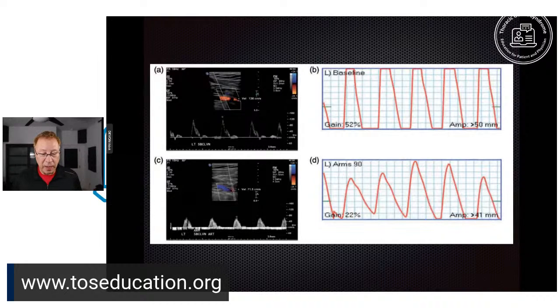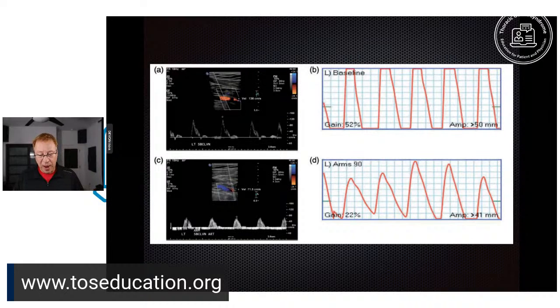Here's an example. On the top left, the image labeled A, that's an example of the subclavian artery with the arms down by the side. And the graph on the right just shows the velocities. Now, image C shows what happens when this particular patient raises their arms 90 degrees. You can see the waveform on the left image, labeled C. It's kind of blunted and slow, and it's not as high as image A, because that artery is partially compressed.